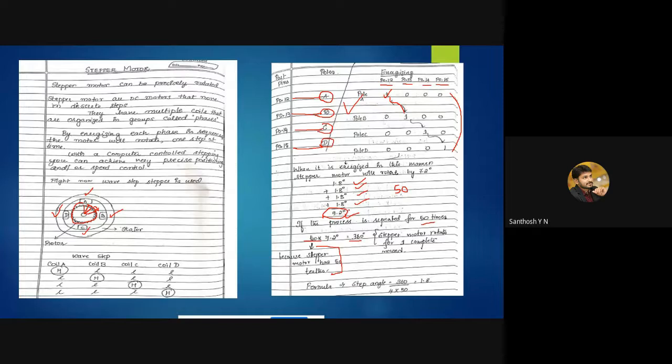In order to make the stepper motor have a complete rotation, you have to perform this process how many times? 50 times. How this is decided is an internal thing, not part of your syllabus, but for your understanding I'm explaining. We have the formula: step angle equals 360 divided by 4 into 50. What is this 360? In order to have a complete rotation, we use the value 360. And what is this 4?